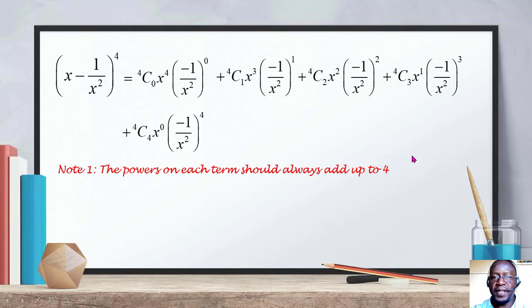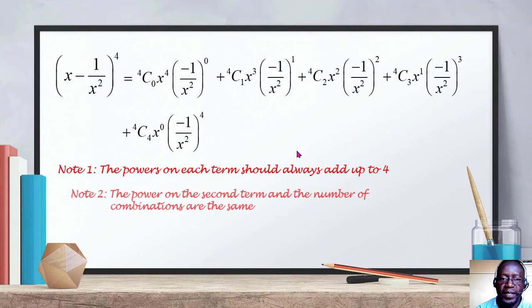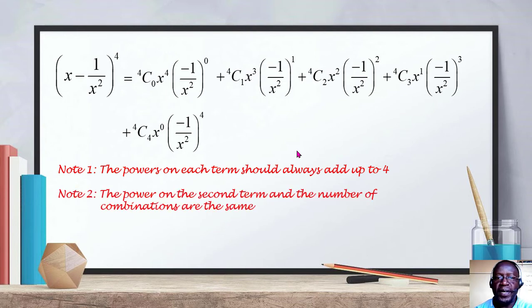So when you're expanding a binomial expression, the powers should always add up to the power to which you want to expand the binomial expression. If it is not adding to that, you've made a mistake. Note number 2, the power presenting.